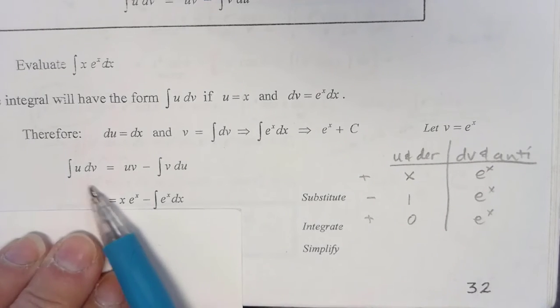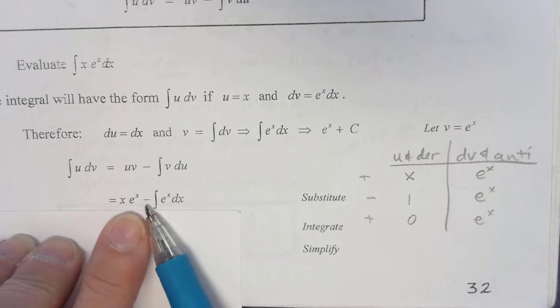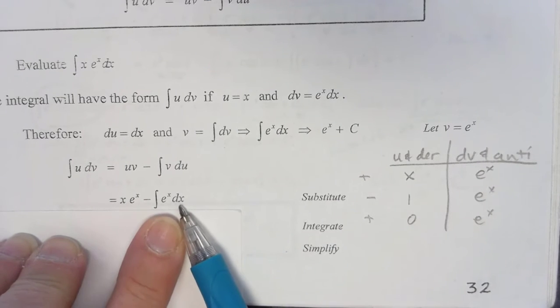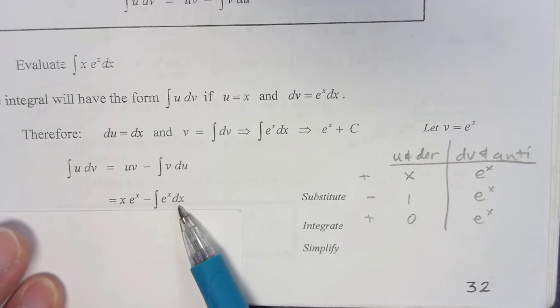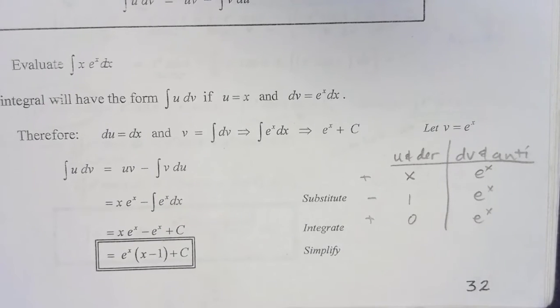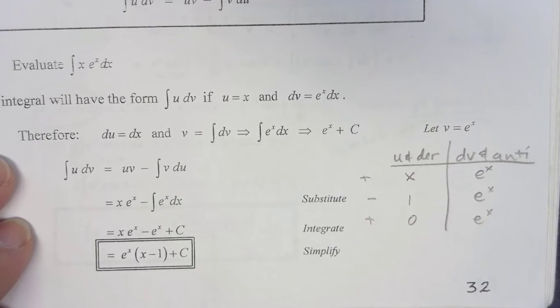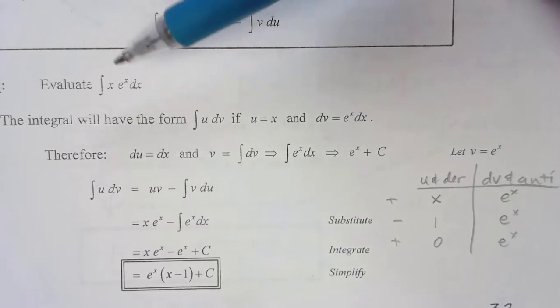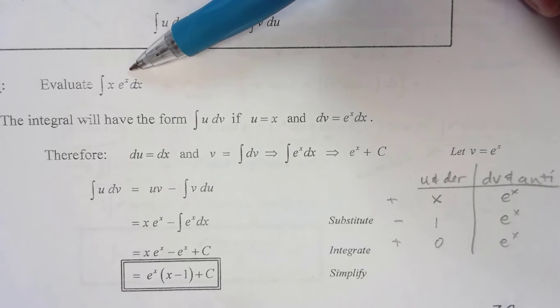So using our rule, here is our u times v minus the integral of v du. Oh, we know the integral of e to the x dx. It is e to the x plus our general constant c. Once again, what did we do? We took a product and we anti-differentiated a product.